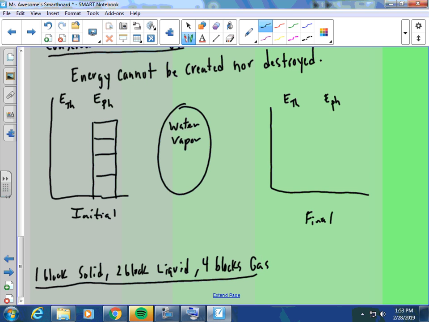What is it at the end? Is it still a gas at the end? Is it a solid? Is it a liquid? How many blocks for a liquid? So under phase, I'm going to put 2. Liquids are 2, right?